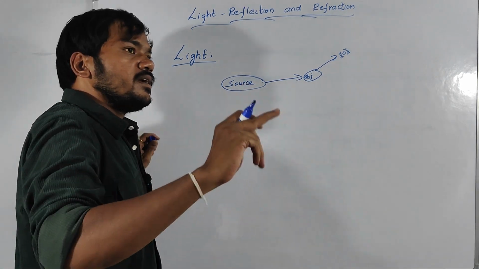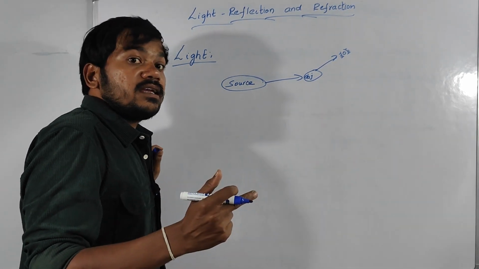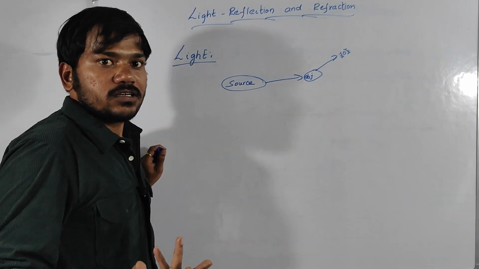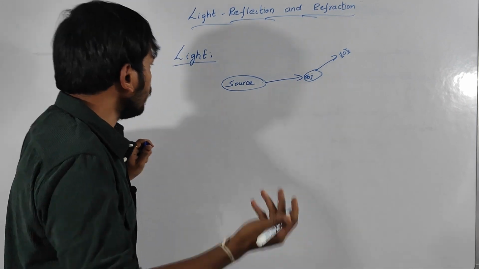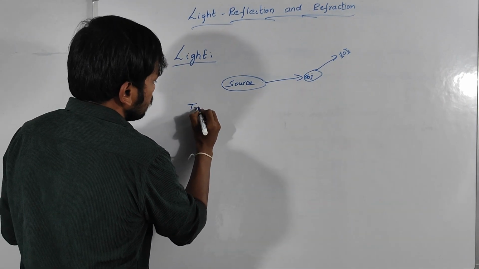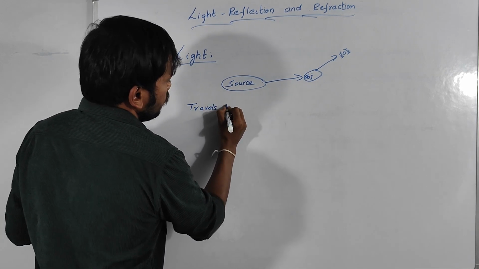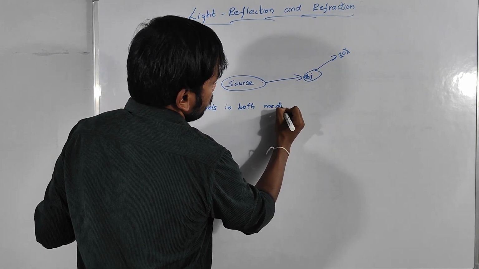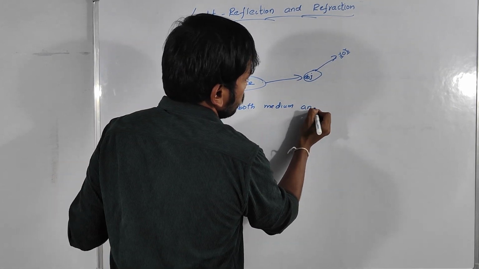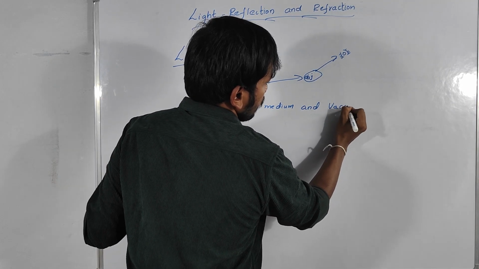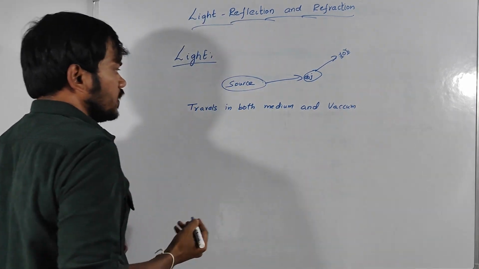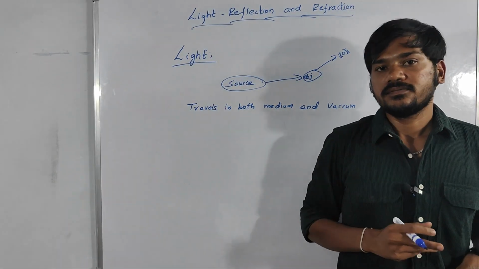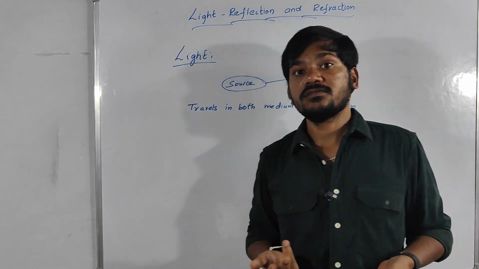Light can travel through a medium, and even in the absence of a medium, that is a vacuum, light can travel. So light travels in both medium and vacuum too. You may ask me, sir, what can be the example? It requires a medium: you can see the light traveling through water. Even in the water it is visible.